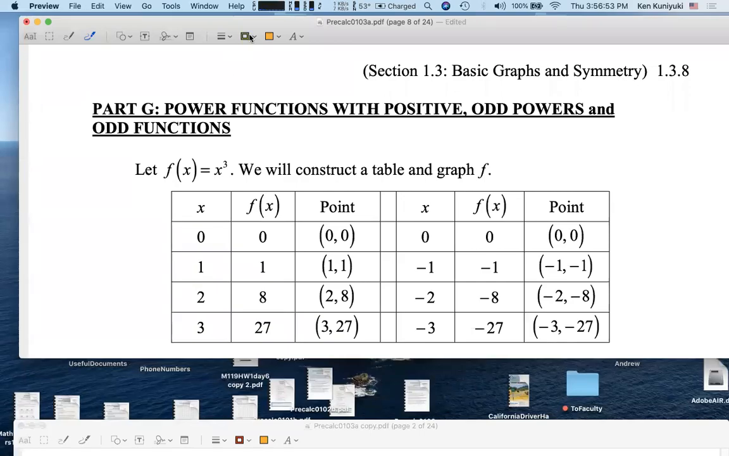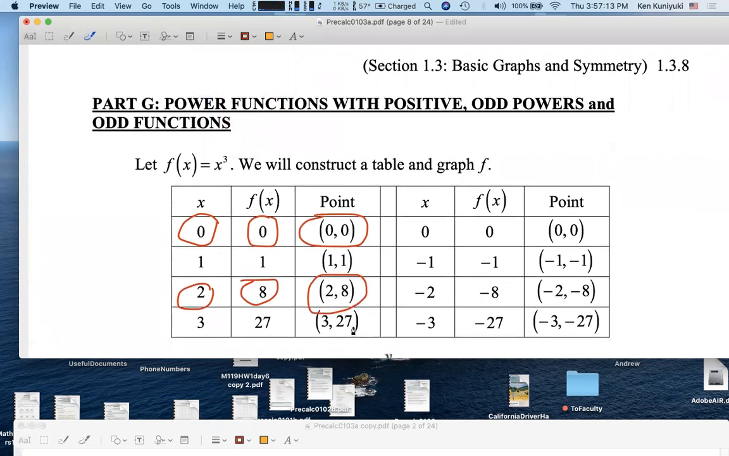Hi, everyone. How do you graph y equals x cubed, or x to the third? Let's point plot. The cube of 0 is 0. Once again, the graph goes to the origin. The cube of 2 is 8. The point (2, 8) lies on the graph.